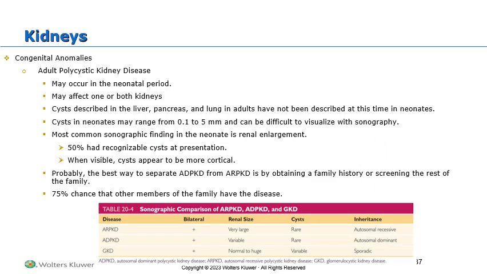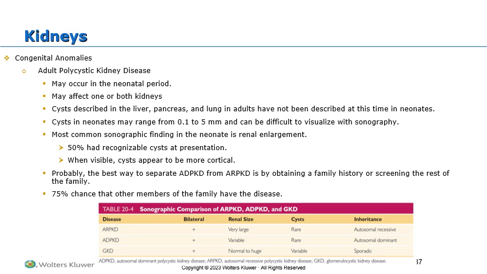Okay, then we have our adult polycystic kidney disease. With this, it can occur in the neonatal period or it can occur later in life. This is the autosomal dominant, and this is associated with a better life expectancy for sure than the infantile.